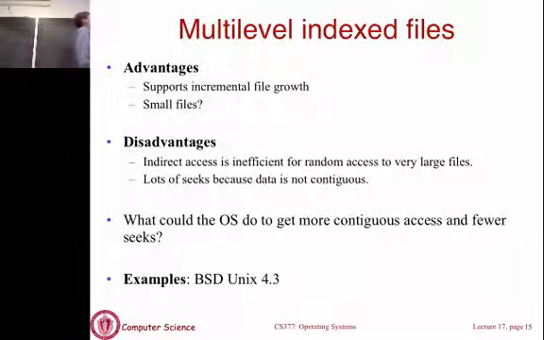So, disadvantages. As we make our files larger, random access is getting more expensive because we're potentially having to follow multiple pointers. Still going to be reasonable, but that is a downside. And again, we're still getting lots of seeks because the actual data on disk is not laid out contiguously. So we are still not as good as the really simple contiguous allocation approach for large sequential reads.